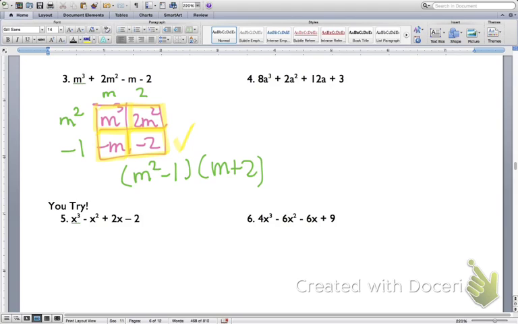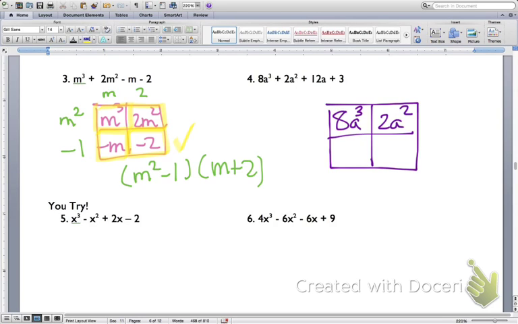Let's move on to the next one. Again, I need to draw my own box. It's not going to be drawn for me. So here we go. We're going to fill it out. a cubed, 2a squared, 12a, and 3.